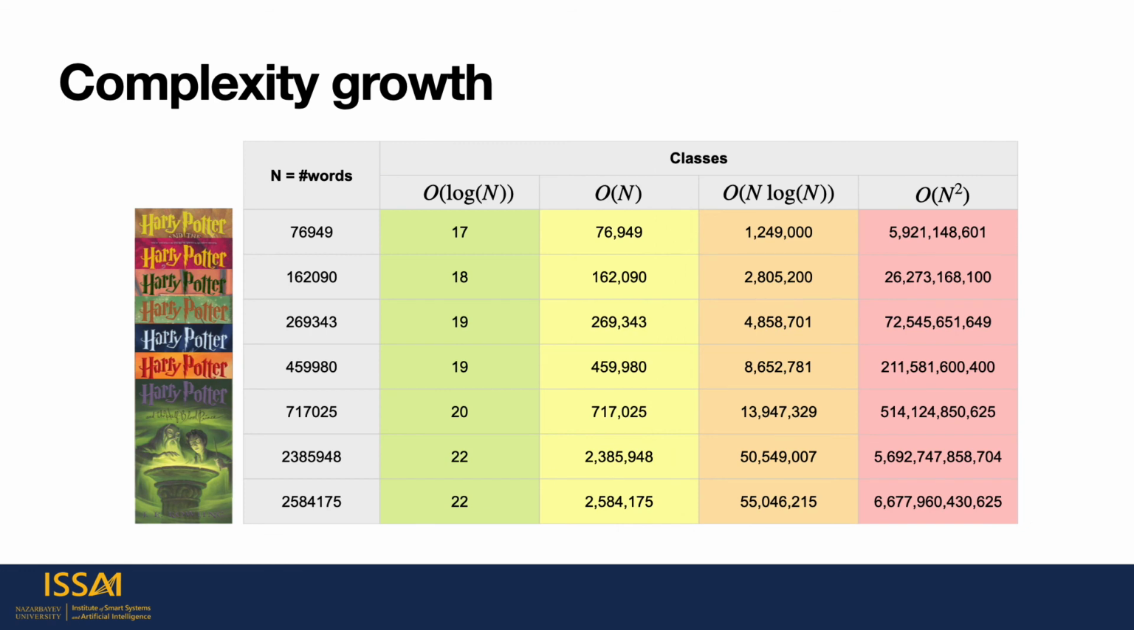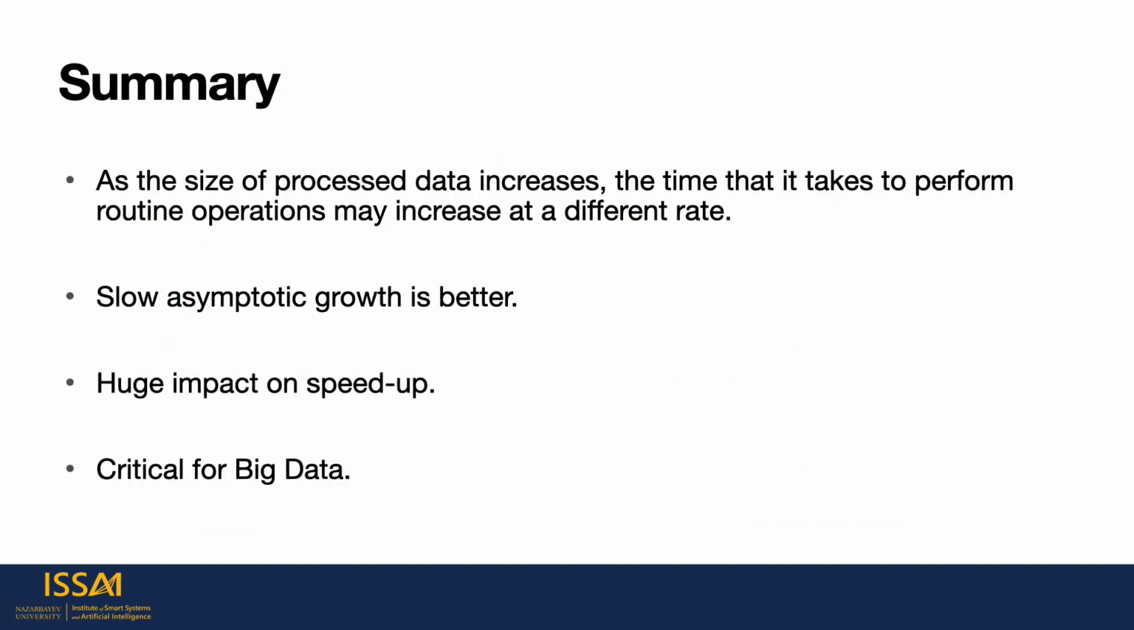Suppose we have additional solutions that belong to log linear and quadratic complexity classes. One can argue that current machines are powerful enough to handle linear search with 2.5 million operations in a reasonable amount of time. But it might not be the case for nearly 6.7 billion operations resulting from a quadratic growth rate. In summary, as the size of processed data increases, the time it takes to perform a task can increase at a different rate. The slower it grows, the better, which is critical when operating with large-scale datasets.